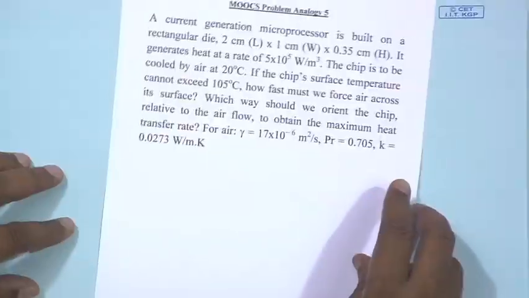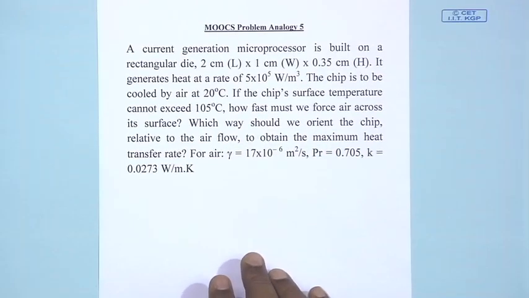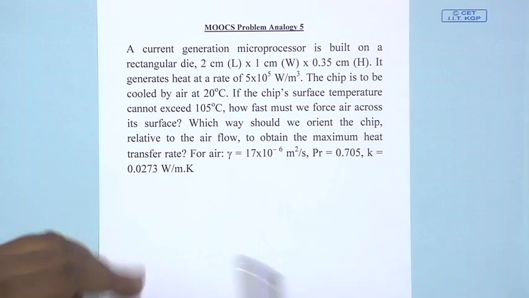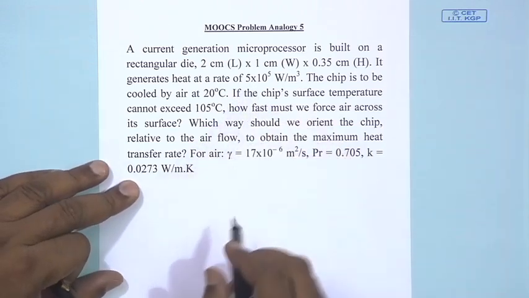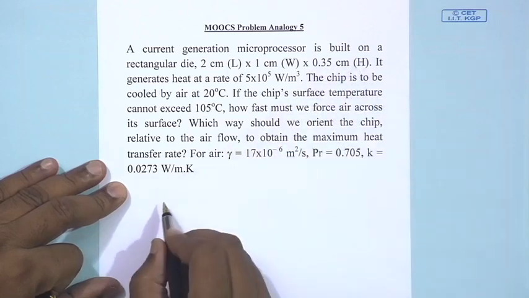The next problem which I am going to do, I will just introduce the problem now, and then we'll start the next class. So, the problem that we see is we have a microprocessor which is built on a rectangular die. The size of the rectangular die is 2 centimeter into 1 centimeter, and it's 0.35 centimeter in height.